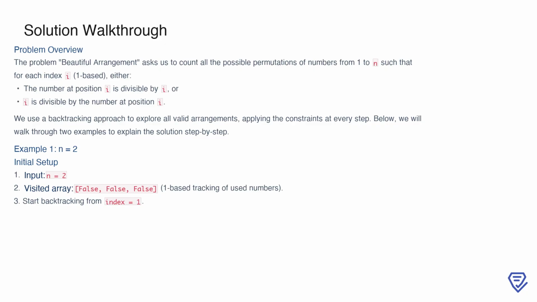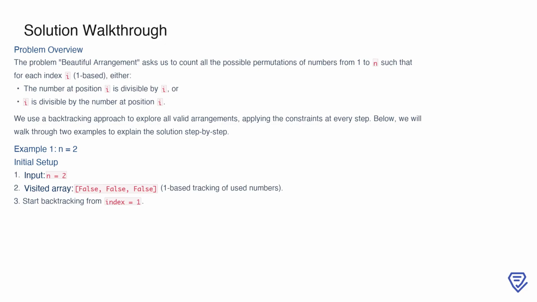Let's start with an example where n equals 2. In this scenario, the input size is small, making it easier to illustrate how backtracking works. We initialize a visited array, which helps us keep track of which numbers have already been placed in the arrangement. This array is indexed from 1, so for n equals 2, we start with false, false, false. Initially, the backtracking process begins at index equals 1, where we try placing each number that satisfies the conditions for this position.